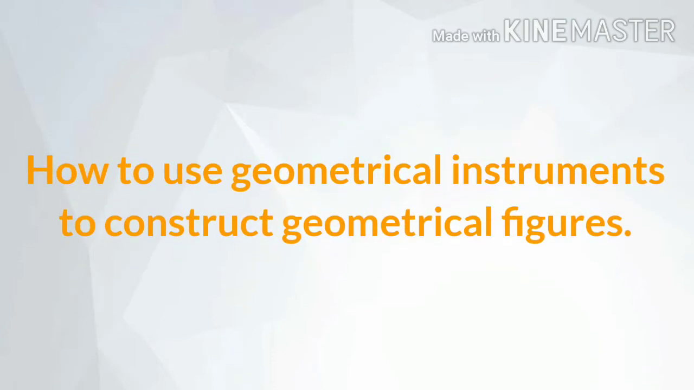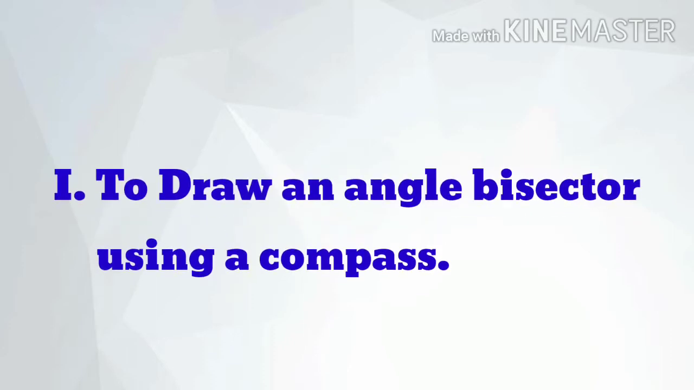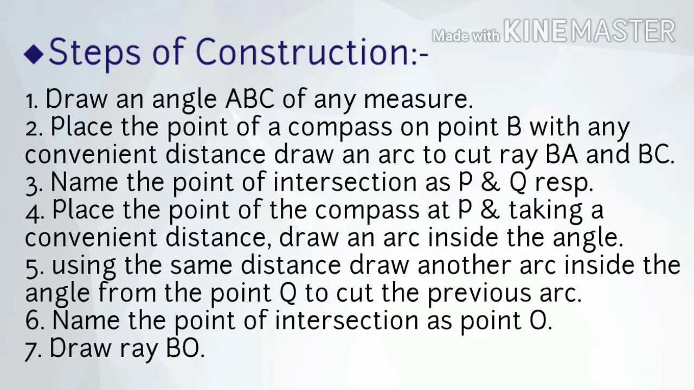Today we are going to see how to use geometrical instruments to construct geometrical figures. Now we will see how to draw an angle bisector using a compass. By using this step of construction, we can draw an angle bisector. Let's start with the first step.